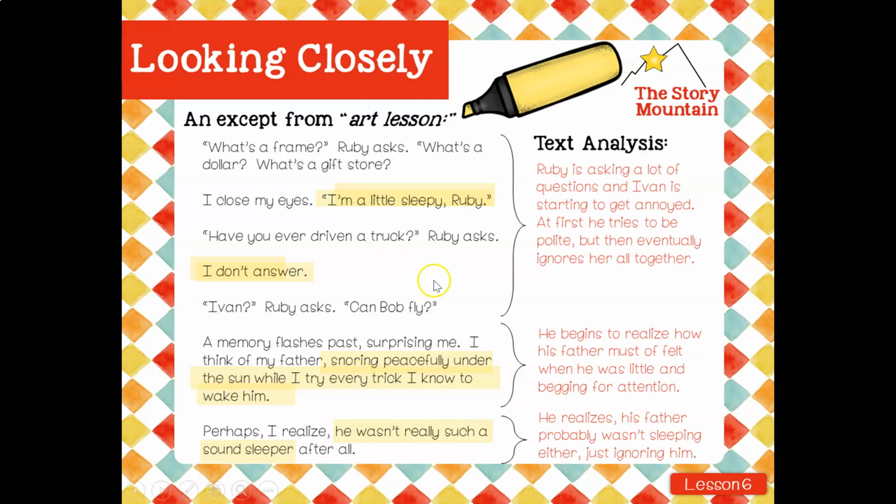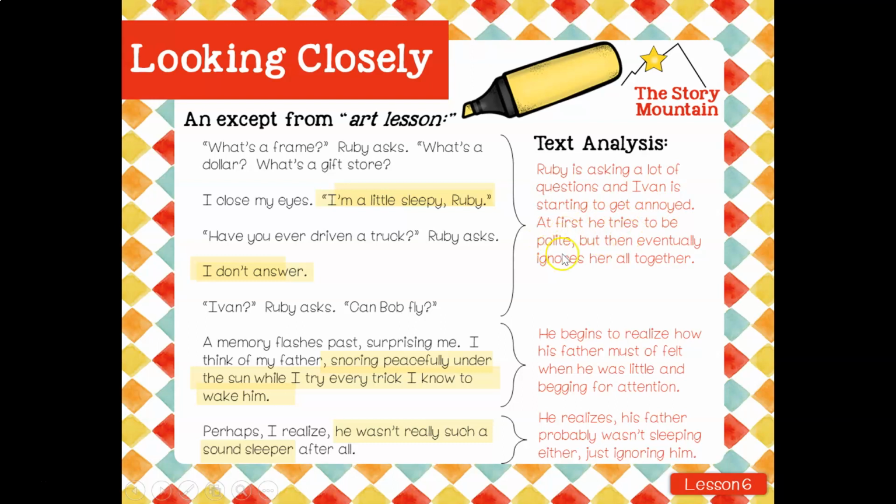So when we look at the text, even before we highlight and talk about it, we might think that Ivan's getting a little irritated with Ruby. Think about if you're super tired or just had a long day and somebody keeps asking you a bunch of questions. Are you going to get irritated? Yeah, probably. So Ruby keeps asking Ivan all these questions, and you see right here, he closes his eyes and says he's a little sleepy. That probably means he's super tired and is getting really irritated. And especially right here when he says he doesn't answer, he ignores her. So our text analysis is Ruby is asking a lot of questions and Ivan is starting to get annoyed.